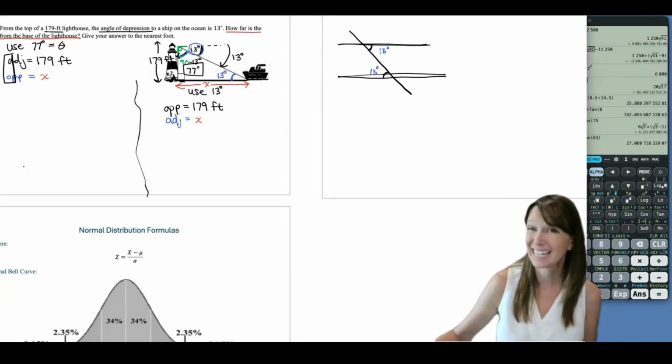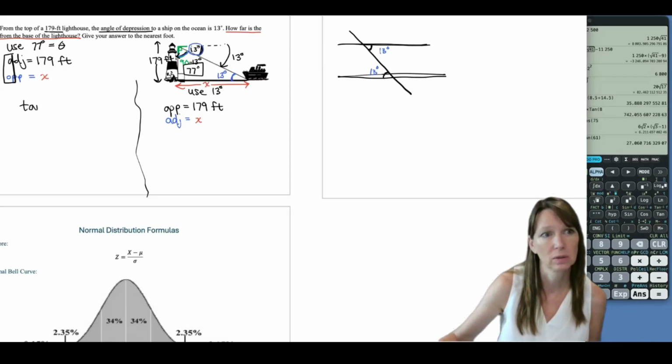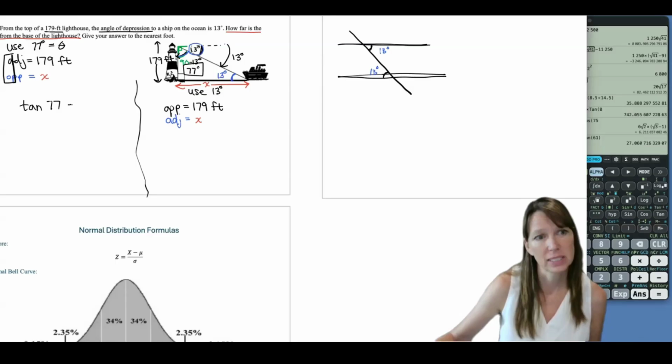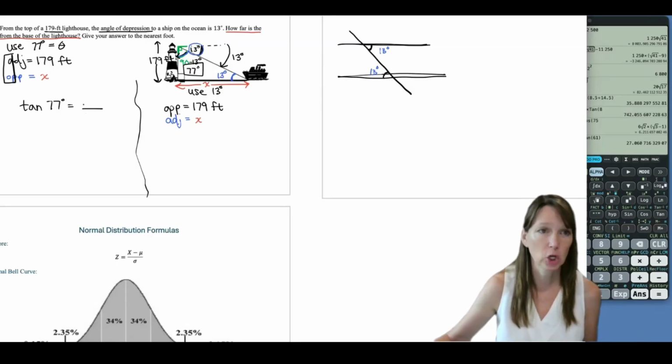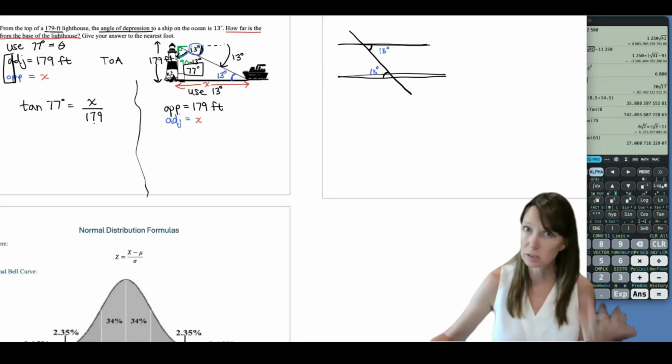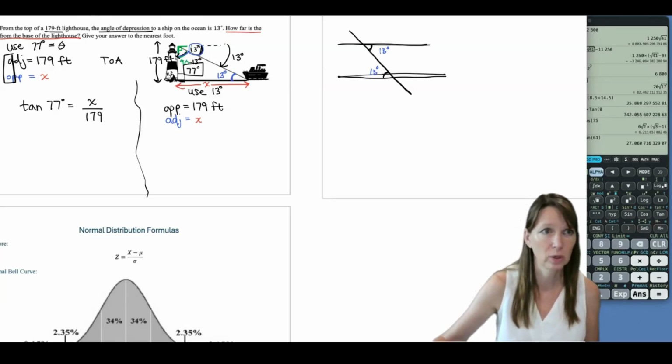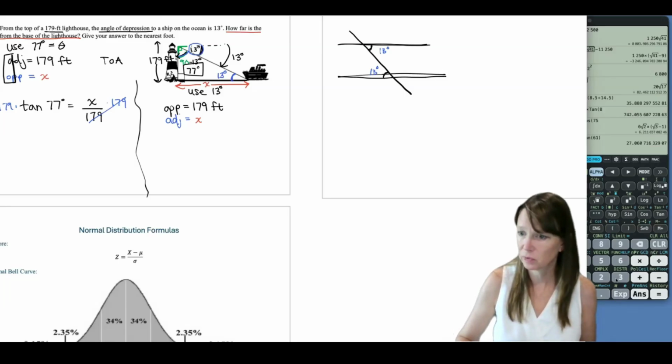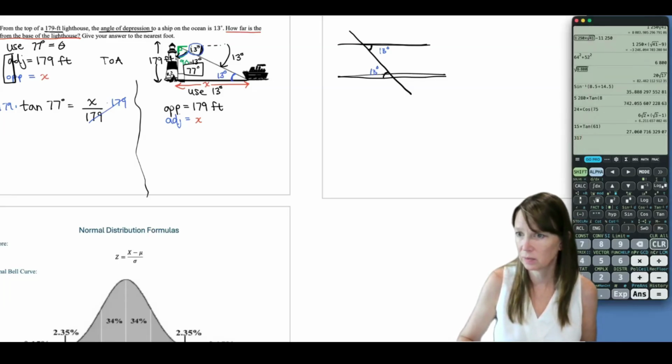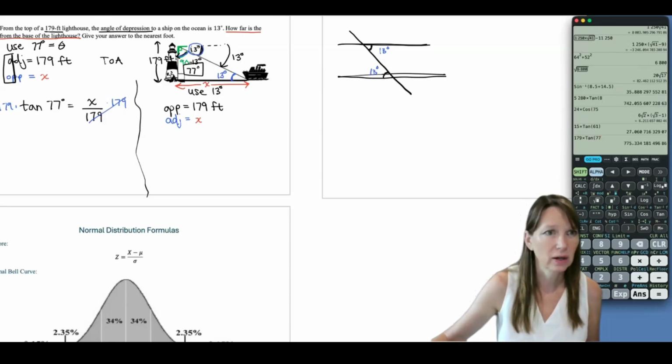Okay, so I want to know opposite and adjacent with my 77 degrees. And so that's going to be my tangent. So I'm going to use tangent of 77 is equal to, remember, TOA, opposite, that's my X, that's my unknown, over adjacent, which is 179. This looks very familiar. We've solved problems like this before. You would just multiply both sides by 179. So let's go ahead and do that. Let's take 179 and multiply it by the tangent of 77. And we get our answer.